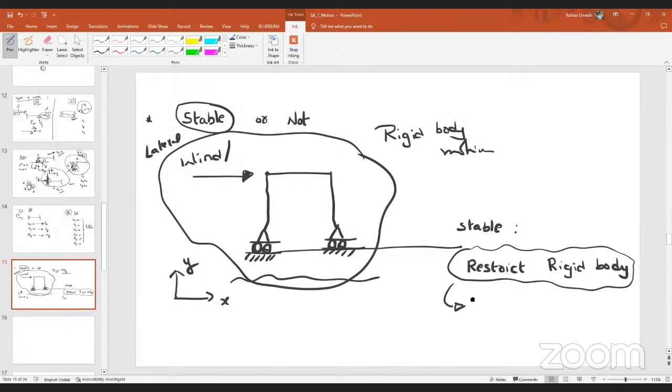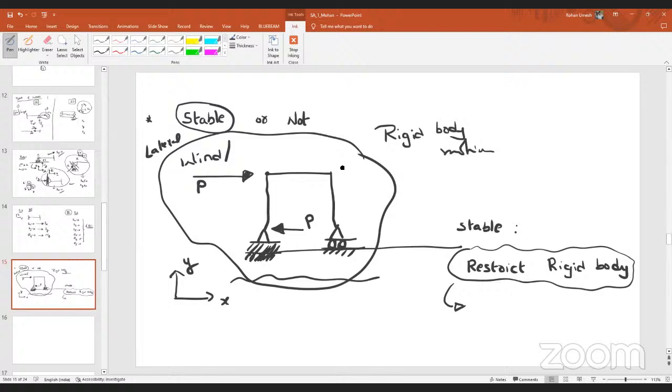Okay, forget about it. Imagine that in the place of the roller, what if it is a hinge support? Is it stable or unstable? Stable. Why? Because the wind force is taken care of by the hinge joint. Rigid body motion along the X direction is not possible here. So what can be the resisting force here? The same. If the magnitude of the wind force is P, then the resisting force is equal to P.